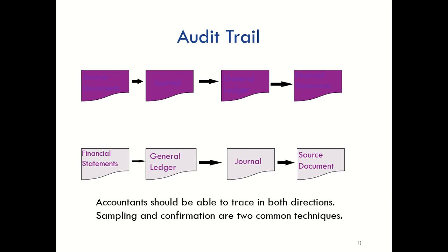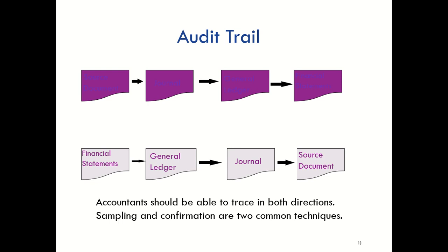Eventually, our accounting records should provide a way for us to trace it. From source documents going to financial statements, or backwards, from financial statements going to source documents. So accountants should be able to trace in both directions. Sampling and confirmation are two common techniques. Technically, that's all about audit already.